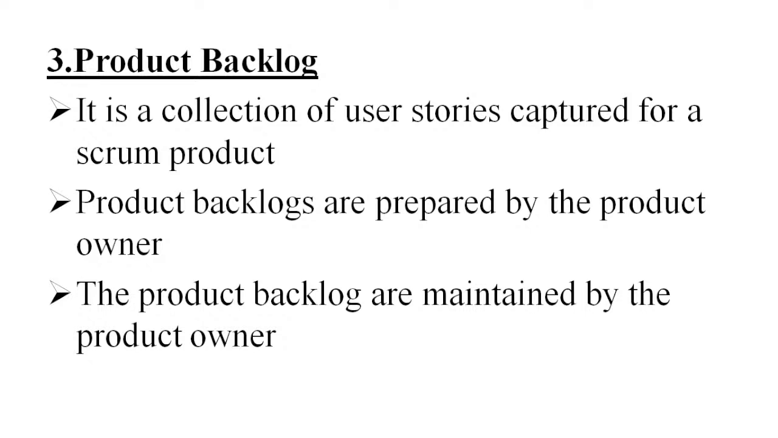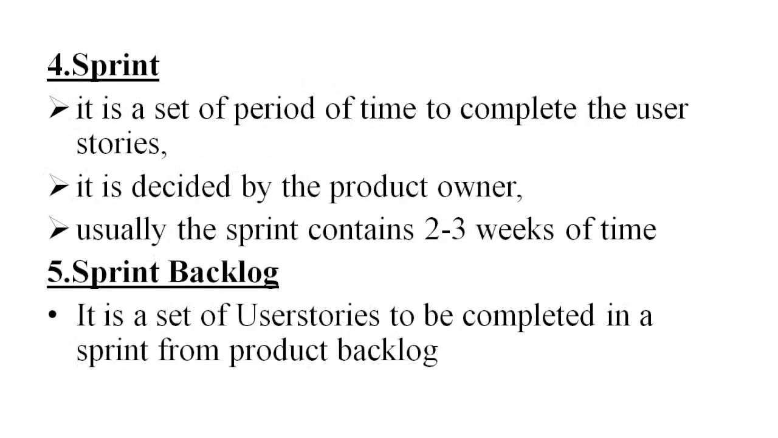So the main responsibilities come under the category of product owner. This will be the third document. The first one will be the user story, the second one will be the acceptance criteria, and the third one will be the product backlog. The fourth one will be the sprint. The main important thing will be the sprint.